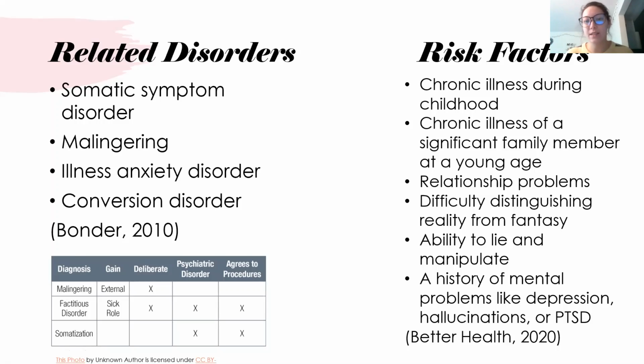Risk factors include chronic illnesses during childhood, chronic illness of a significant family member while the patient's at a young age, relationship problems, difficulty distinguishing reality from fantasy, the ability to lie and manipulate, and a history of mental problems like depression, hallucinations, or PTSD.